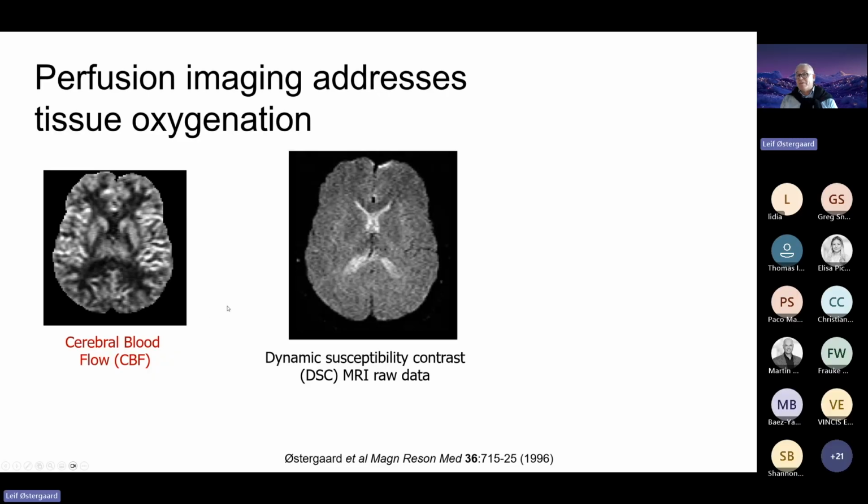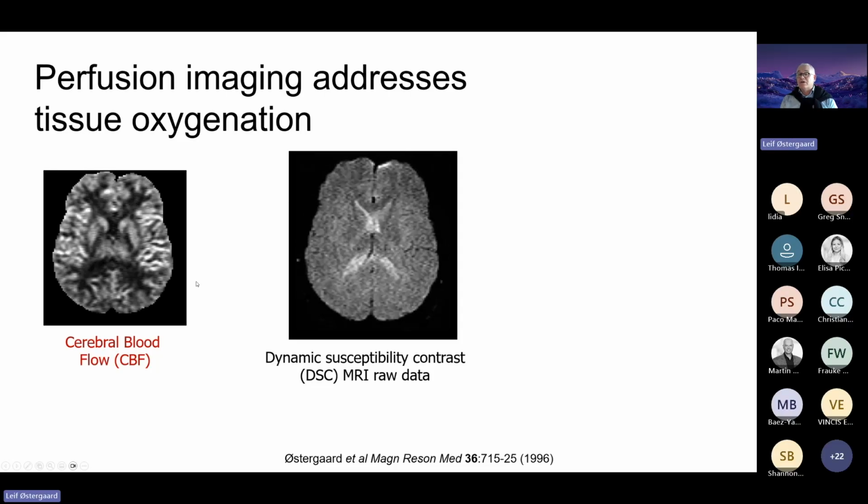Notice how a CBF map has a lot of contrast between gray and white matter, and also between different areas of gray matter. So what you'll notice is it's quite difficult actually to see on CBF maps whether CBF is low or high, beyond what is the natural sort of tissue contrast.